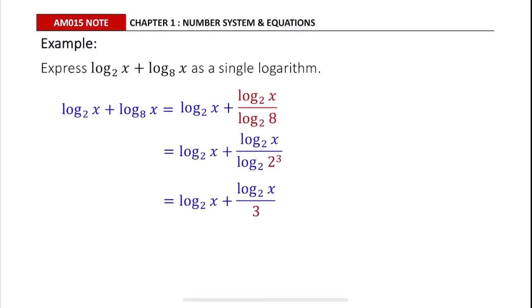Log base 2 of x over 3 can also be written as 1 over 3 multiplied by log base 2 of x. By adding both logarithms, we get 4 over 3 multiplied by log base 2 of x. If you are wondering how the answer becomes 4 over 3, think of log base 2 of x as another unknown, say y. So it is actually y plus 1 over 3 y, which then becomes 4 over 3 y.